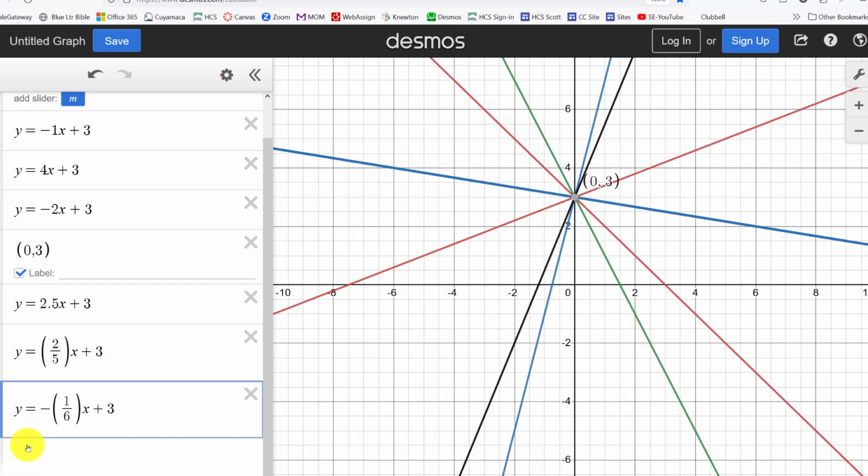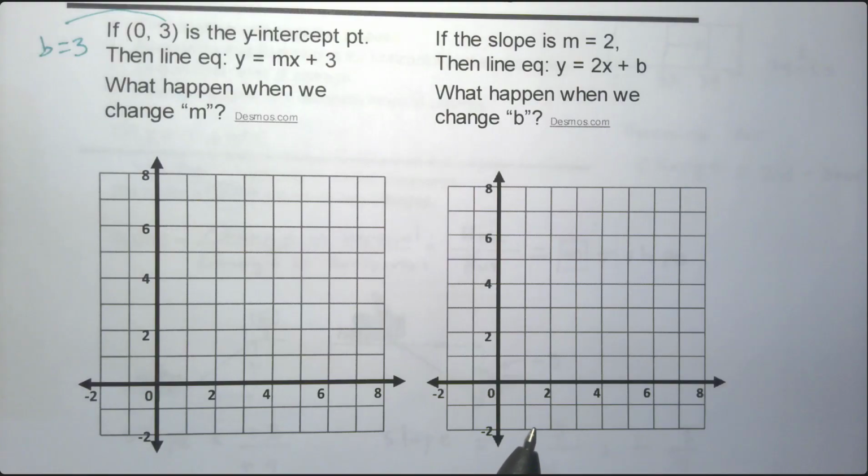Now on your notes, you have a blank graph, and the point that I want you to capture is that if 0, 3 is our y-intercept point, b is 3, that's stuck. It doesn't change. But the m's do change. So we can make a quick graph. It doesn't have to be perfect, where all the lines hit 0, 3, but have different slopes. So how would that look in your notes? Just a quick setup for that. Hold on.